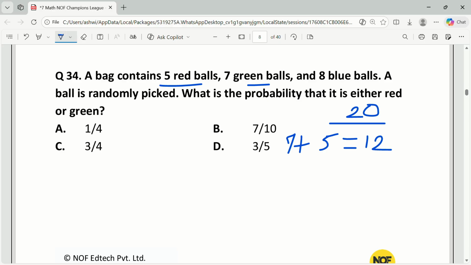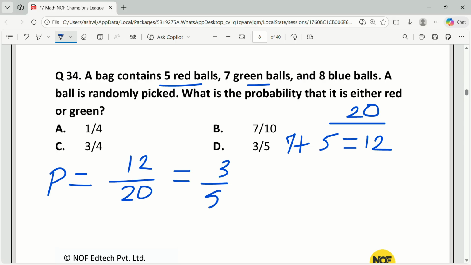So calculating the probability of picking a red ball or a green ball will be favorable outcomes over total balls, which is 12 upon 20. Now simplifying the fraction to the lowest terms will be 3 by 5. So the probability is going to be D, 3 by 5.